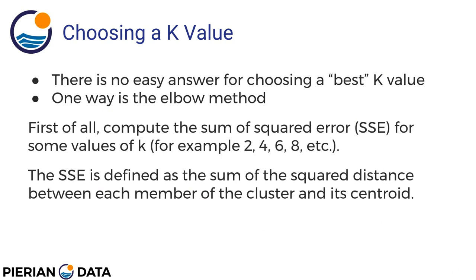So as I've mentioned before, the shadow of unsupervised learning algorithms is that there aren't really easy answers. And in this particular case, there's no easy answer for choosing a best k value without specific domain knowledge. One mathematical method you could use is called the elbow method. So what you end up doing is you compute the sum of squared errors, otherwise known as SSE, for some values of k. For example, k equals 2, k equals 4, k equals 6, etc. The SSE, that sum of squared error, is defined as the sum of the squared distance between each member of the cluster and its actual centroid.